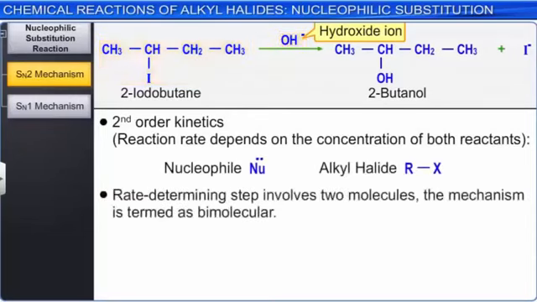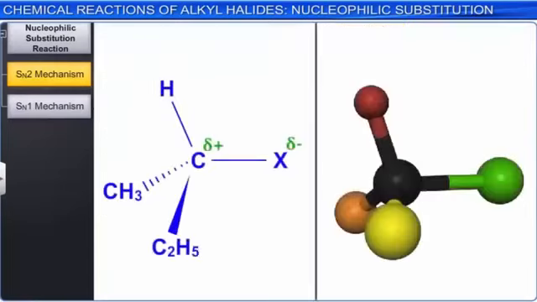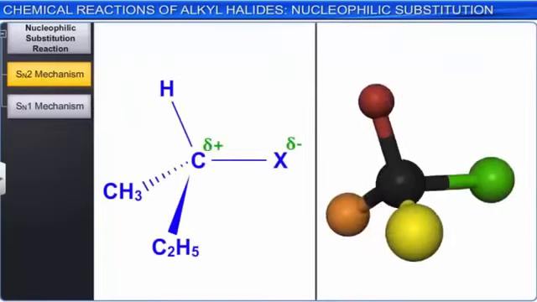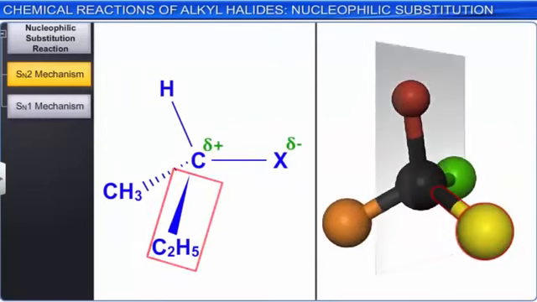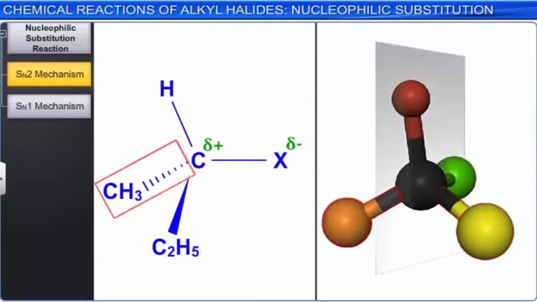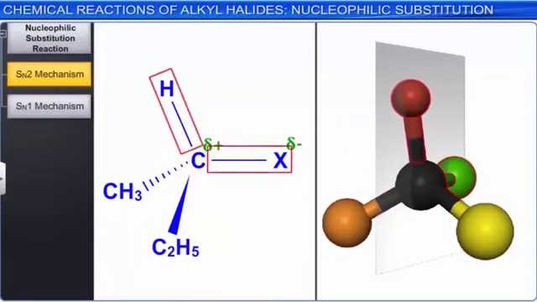As the slow step or rate-determining step involves two molecules, the mechanism is termed bimolecular. This reaction occurs in a single step and does not involve any intermediate. Take note of the three-dimensional arrangement of the atoms around the carbon in the alkyl halide. The solid wedge is used to show the bonds coming out of the plane of the screen. The dashed lines show bonds going down the plane of the screen, while the straight lines represent the bonds in the plane of the screen.